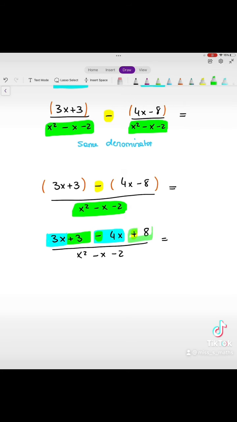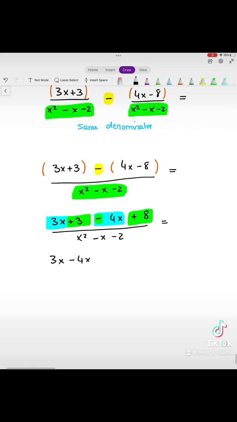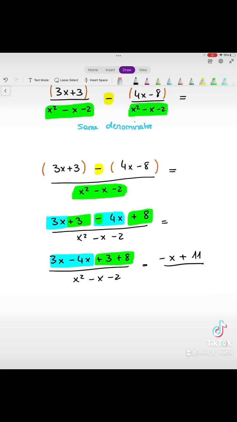And the last step is finding your like terms. So we have 3x minus 4x, and then the 3 and the 8 that would go together. That gives us the final answer, minus x plus 11 over our common denominator.